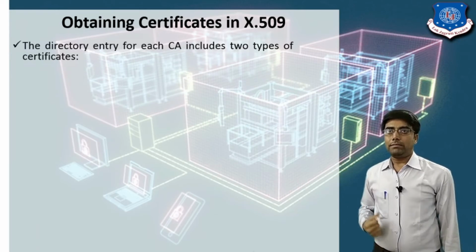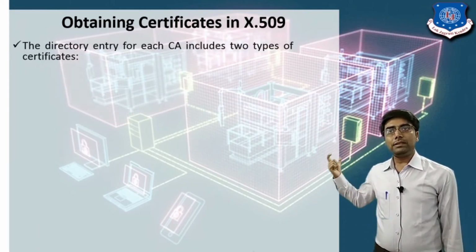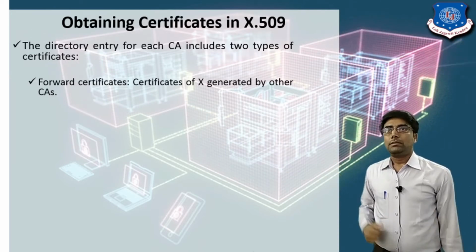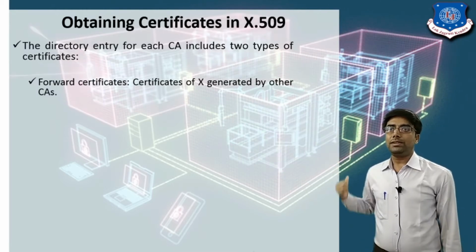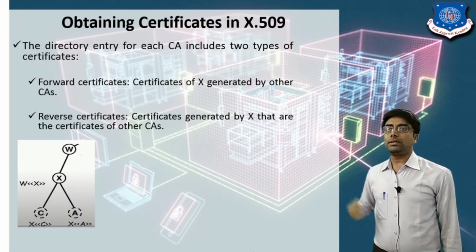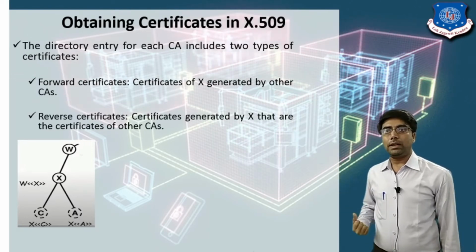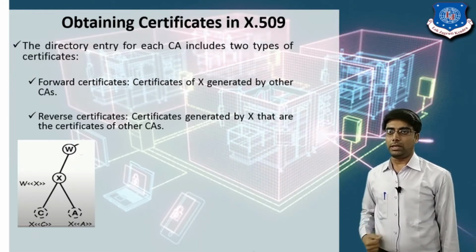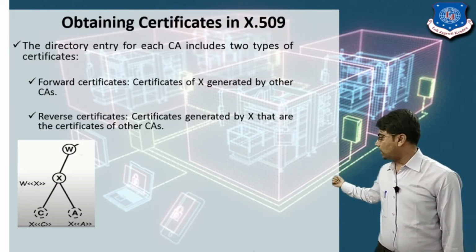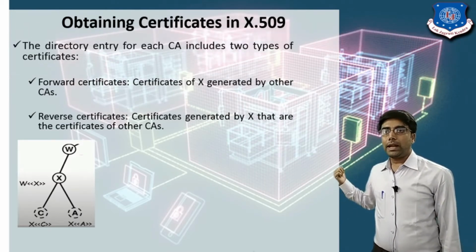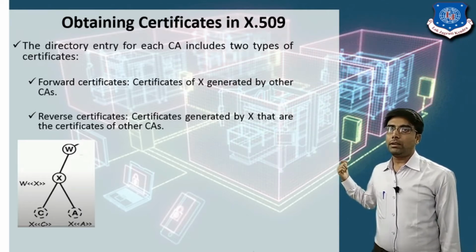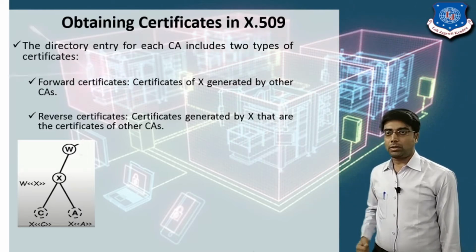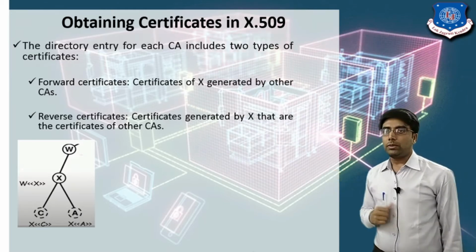In the directory, as you know, we maintain entries, and for each certificate authority the directory entry includes two types of certificates. The first is the forward certificate. The second is the reverse certificate. The forward certificate means the certificate of X generated by other certificate authorities. Let's see in this figure: W is one certificate authority, and X is another certificate authority. C and A are the two users.